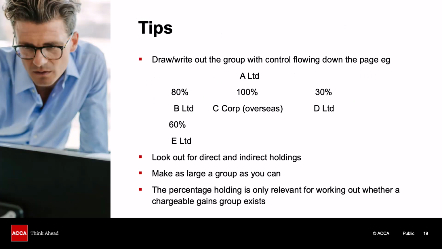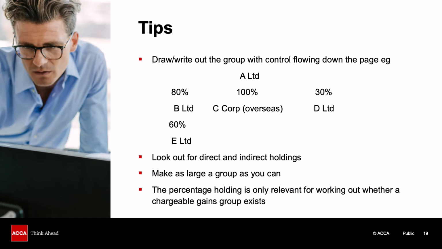Some tips now for you with these chargeable gains groups that we've been looking at. They're very similar to what we saw for group relief groups in that you should make sure you're comfortable with which companies have control of which subsidiaries. Check the conditions applied regarding the direct and indirect relationships, remembering that for a chargeable gains group this is slightly different to what we see for group relief groups.